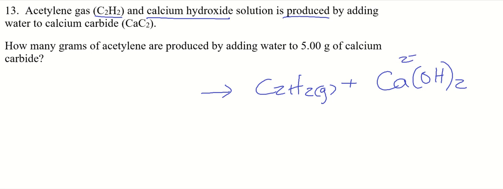All right, calcium is a 2 positive cation, and hydroxide is a 1 negative anion. So we crisscross those charges to get the formula unit. And we'll put AQ there for solution. All right, how do we get this? We get it by adding water, so that's H2O. It doesn't specify, so that's a liquid.